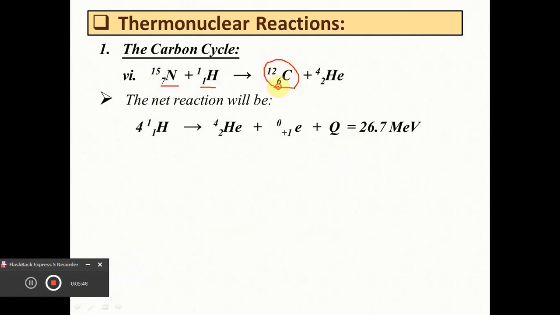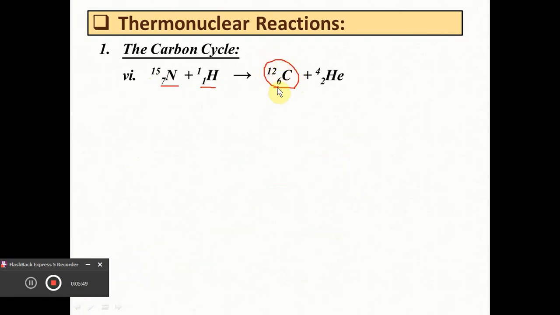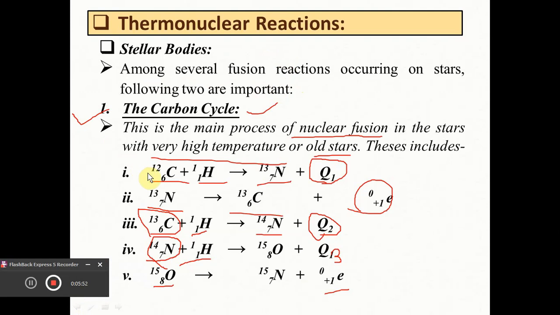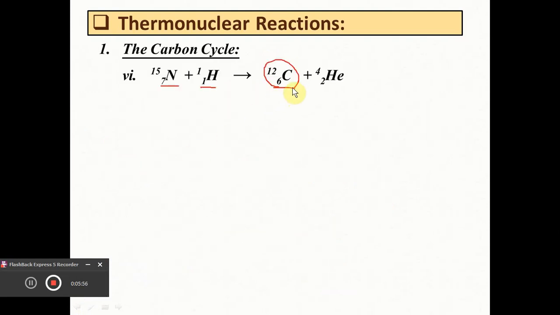You can observe that carbon-12 was the starting material in the earlier reaction, and at the end of the reaction it is recovered again. That's why these reactions are called the carbon cycle, and this happens with the liberation of a helium nucleus.